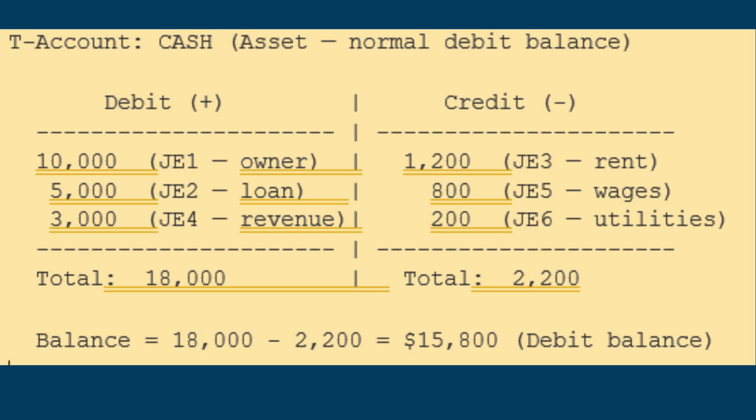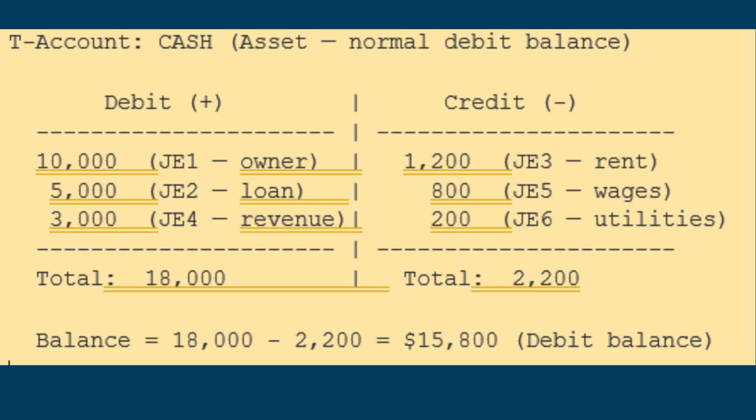Let me trace the cash account for Bright Ideas Limited through all 6 journal entries so you can see exactly how this works. Cash has a debit balance of $15,800. That is exactly how much cash Bright Ideas Limited has in the bank right now. You do this for every account, and together they form the complete general ledger.